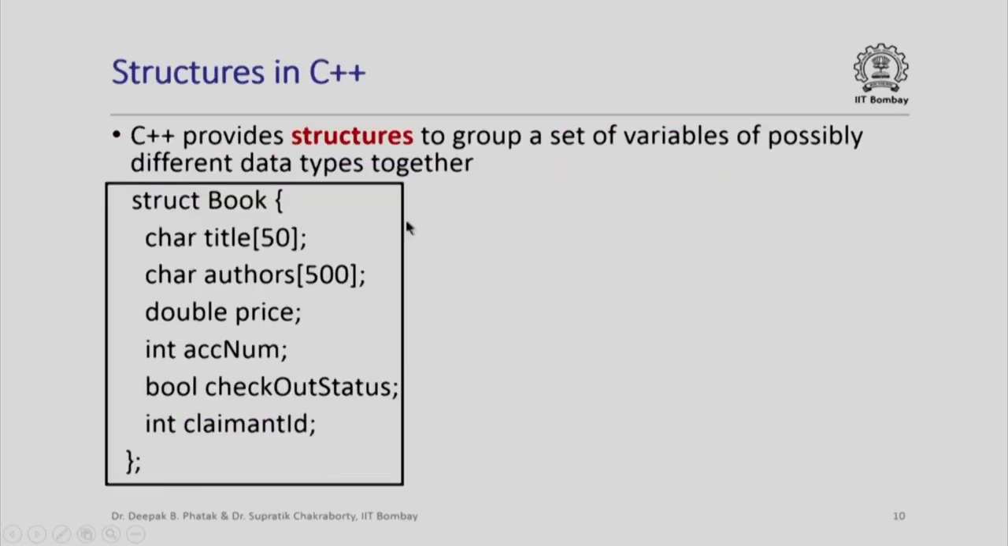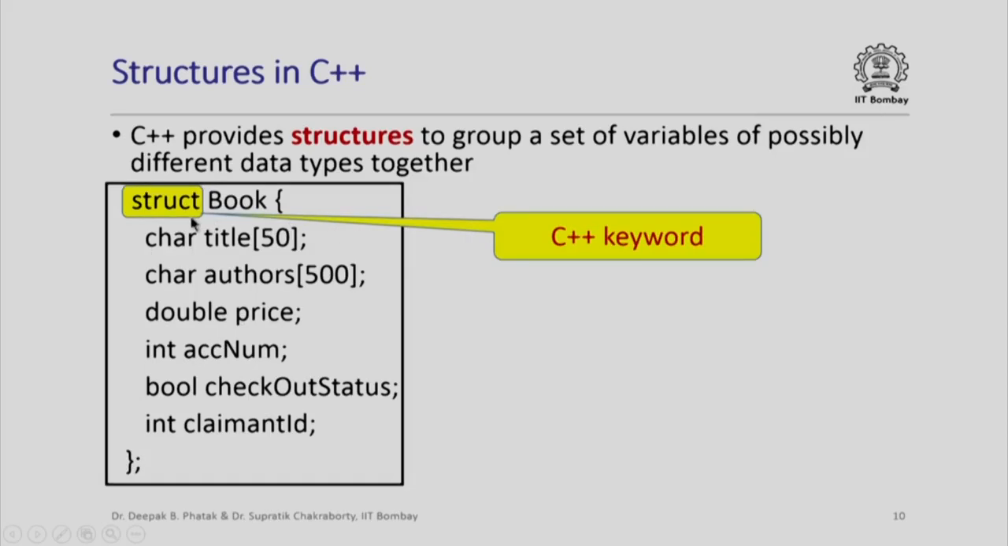So how do we do this in C++? C++ actually provides this construct called structures to group a set of variables of possibly different data types together. So for example, here I am grouping different variables which are storing different kinds of information about a book. I am grouping all of them together into one entity which I have now declared through the C++ keyword called struct. So this keyword says that now I am grouping together variables, arrays of possibly different data types because all of them contain information about a particular entity. So that is what the struct keyword says.